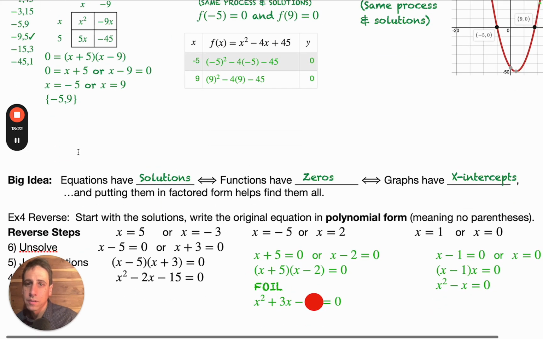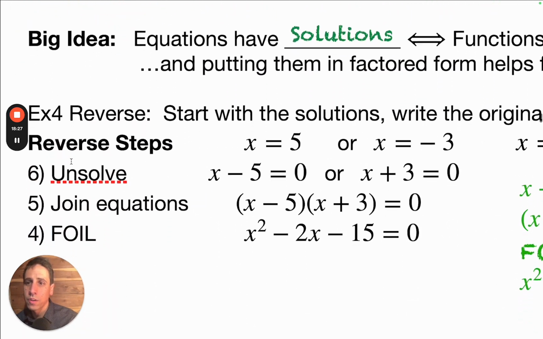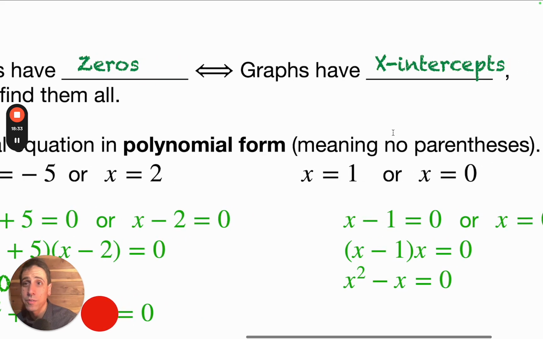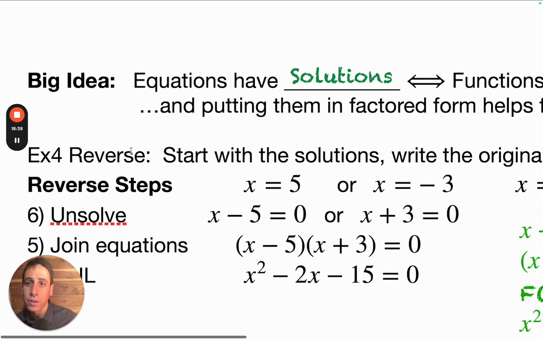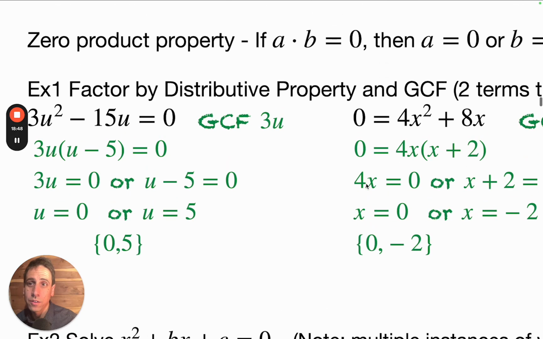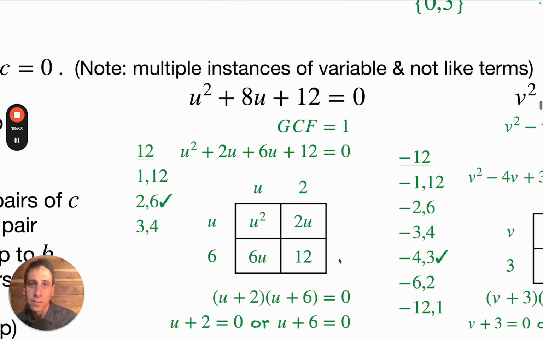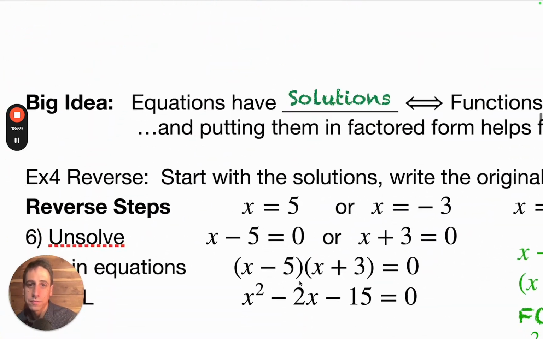All right, next, let's reverse this whole thing. So if the instructions say start with the solutions, write the original equation in polynomial form, not factored form. Polynomial form means basically no parentheses. You're going to reverse those steps. If they give you x equals 5 or x equals negative 3, which was the last thing, like this is basically the answer to a question like this, right? U equals negative 2, U equals negative 6. That's the last thing. What's the first thing here?